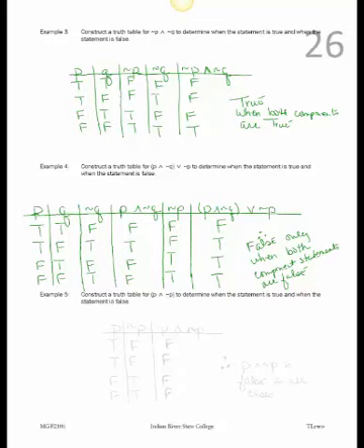Example 5. Construct a truth table for P and not P to determine when the statement is true and when the statement is false. Well, just P. The four combinations are, help me out, true, true, false, false. Well, we know not P.